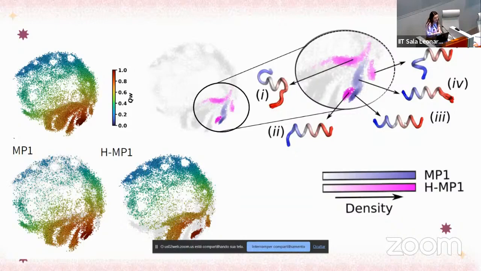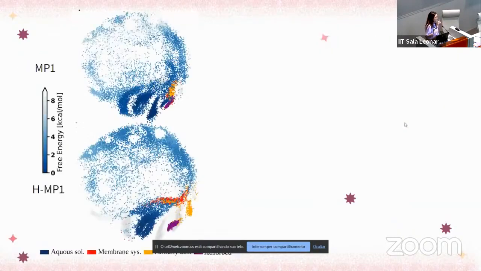It's important to say that experimentally, in acidic solution, MP1 is more active than HMP1. HMP1 has a good lytic activity, but not as good as MP1. MP1 is the one that comes from nature. The HMP1 we made in the laboratory. So those are the structural differences between these peptides. We also have some electrostatic differences that I'll show you right now.